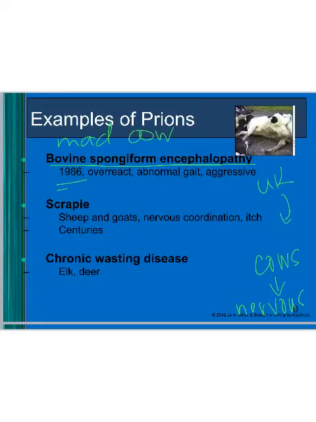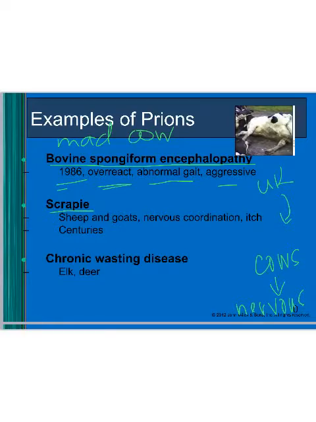The cows, their symptoms are they can overreact. Okay, so they're like jumpy, twitchy. They can't walk right. They have an abnormal gait, and they can become aggressive. So they have mad cow. Okay, so it's like, and there's nothing you can do. There's no treatment.